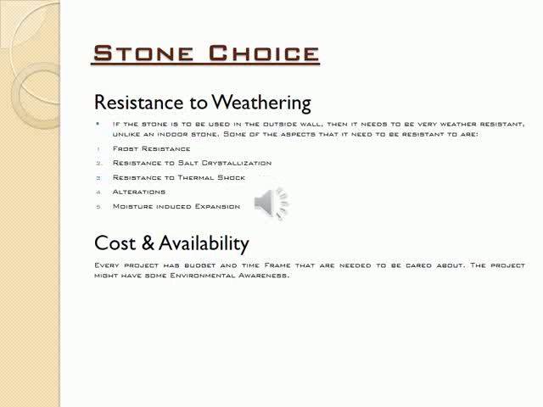The third factor that we need to care about when choosing the stone is the resistance to weathering, especially when it is an outdoor stone, because an outdoor stone needs to be resistant to weathering, resistant to fluctuating temperature, leading to resistance to alteration and moisture-induced expansion. All of those factors can deteriorate the stone wall quickly and deteriorate the building very fast. Also, the final factor to be considered is the cost and the availability, because every project has its own budget, has its own time frame.